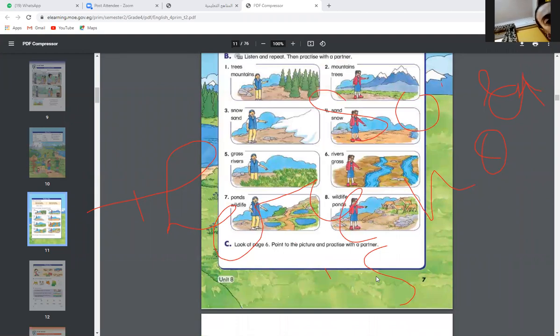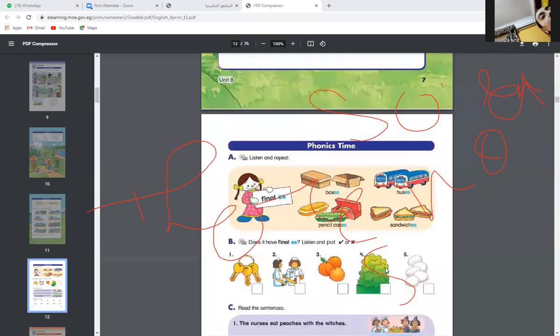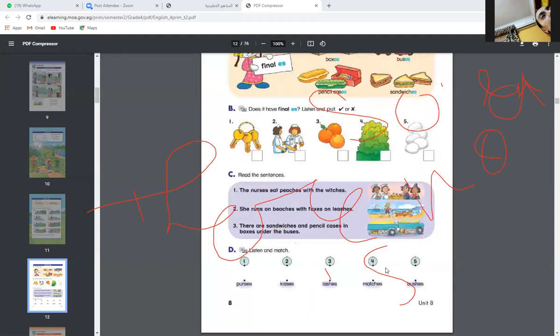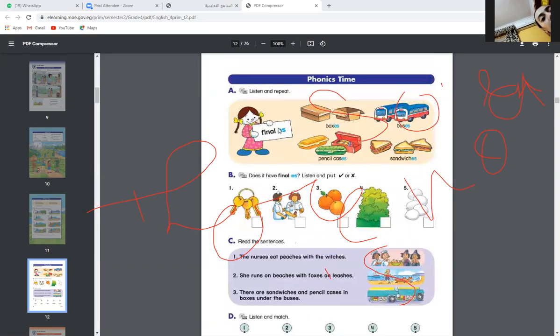Turn the page. So here we are talking about there is and there are. After there is, I put the singular, and after there are, I put the plural. I use some in affirmative sentences, I use any in negative sentences, like there isn't any, there aren't any. Turn the page, page 8. Here we are talking about the final ES with the plural: boxes, buses, pencil cases, sandwiches, okay? So when I make some words plural, I put ES.